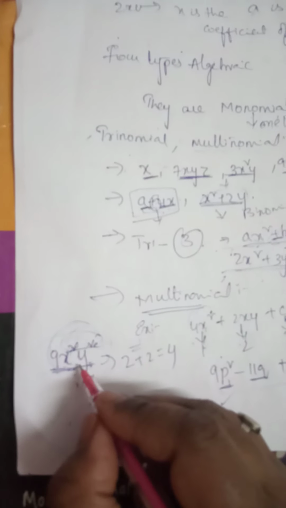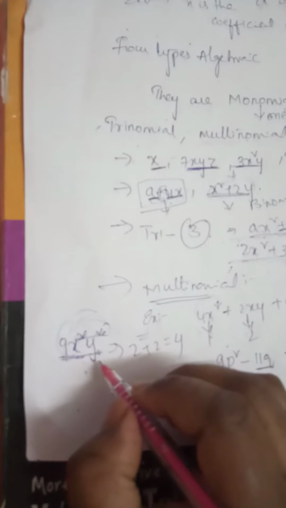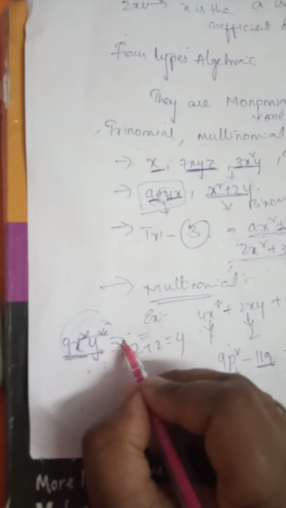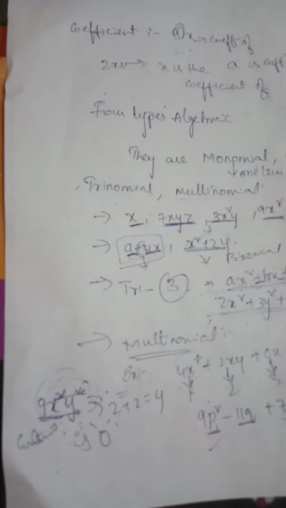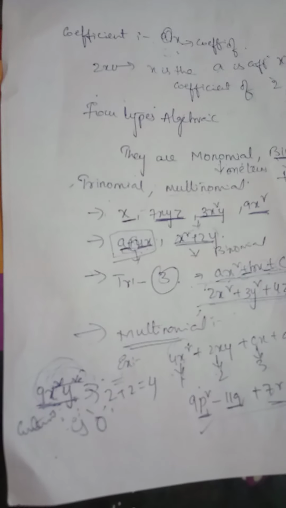Now for example, what is the constant here? There is no constant, we can't see any constant here, so the constant is 0. Did you understand? These are the main points which we are going to learn in this lesson about algebraic expression. Now let us see some more problems based on these.